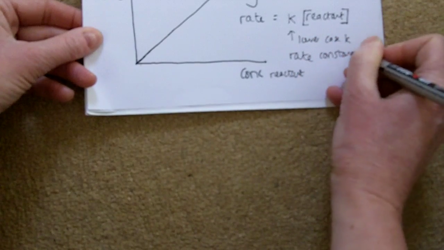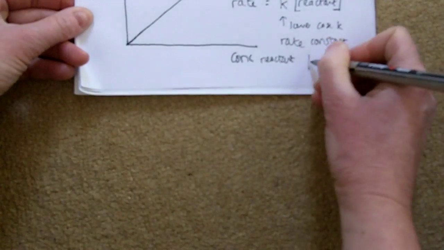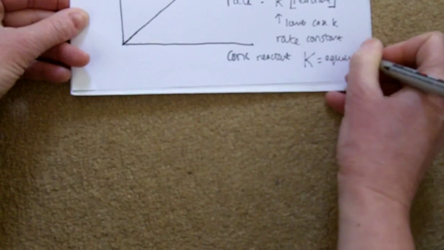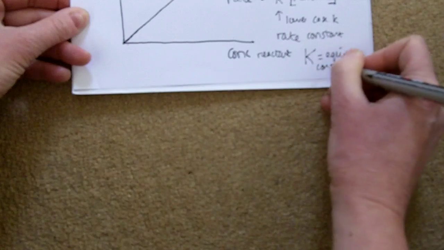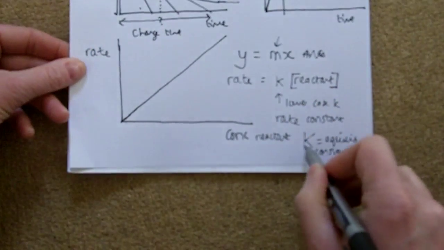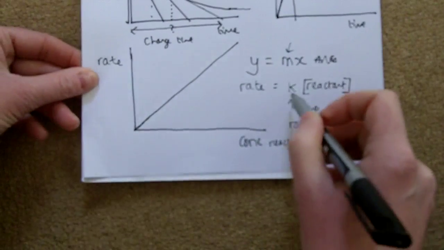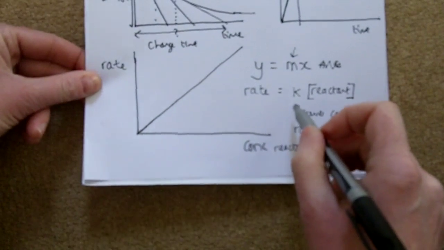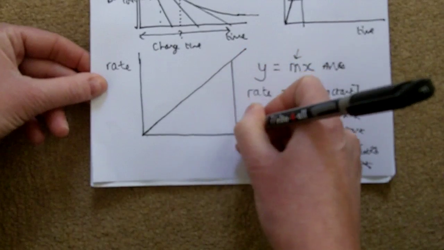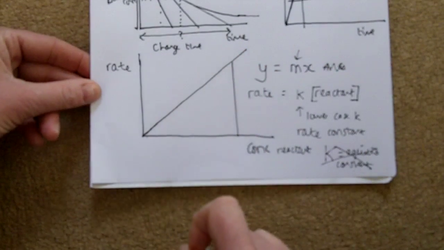Not to be confused with the capital K, which is the equilibrium constant. Equilibrium constant is a capital K, lowercase k is a rate constant, okay? And that's the gradient of the line. All right, so I work out k by finding the gradient of this line.